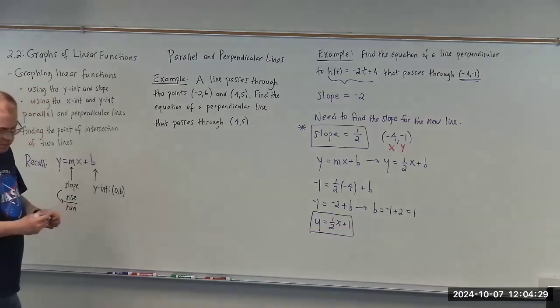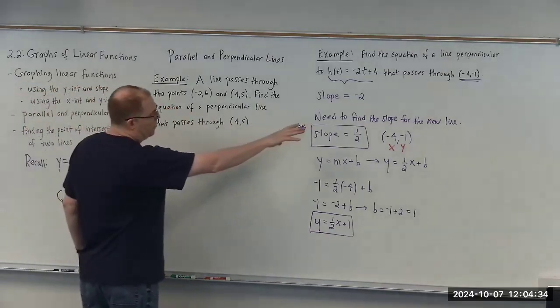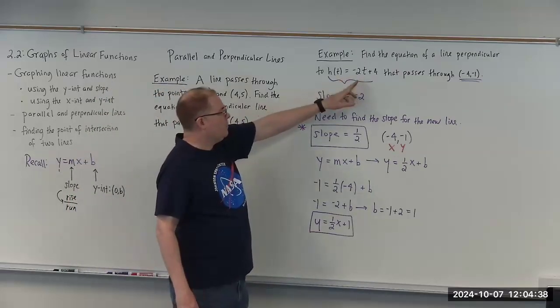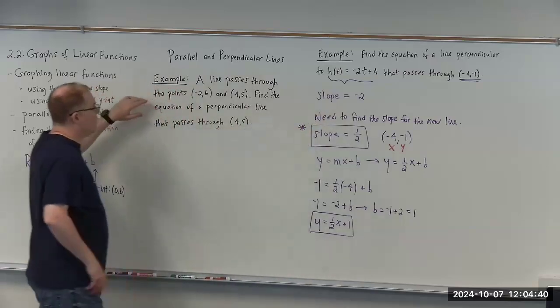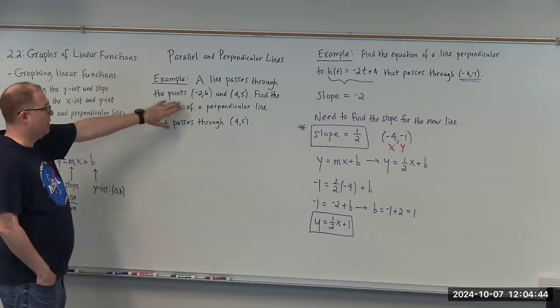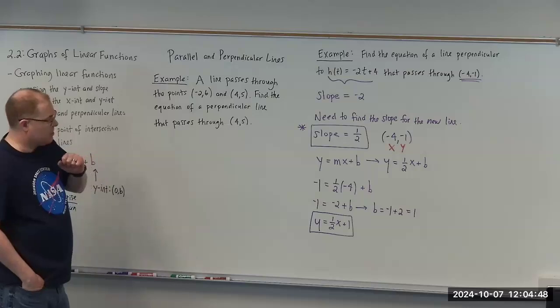All right. So this example involves a little bit more work than the example over here, right? Remember, over here we're given the actual line, and then we can easily figure out the slope. But over here, we're not given the equation for that line. So how are we going to get our slope?